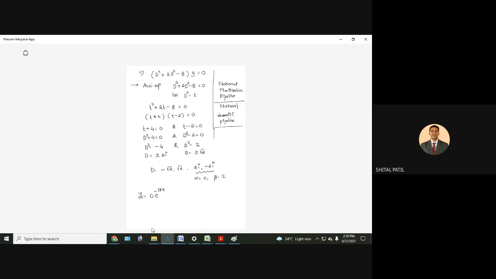C1 e raised to minus root 2x plus C2 e raised to root 2x plus C3 cos of beta x, C4 sin of beta x. And then e raised to 0 is 1, so I have not written the exponential term corresponding to the complex roots.